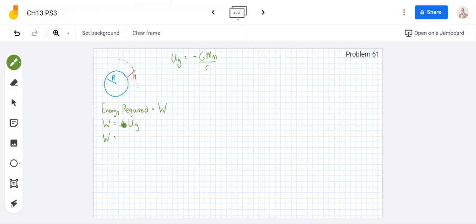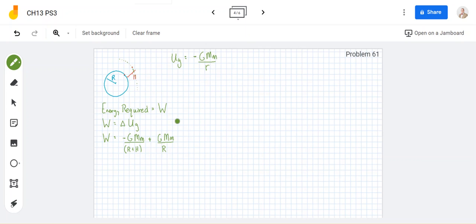So the change is going to be final minus initial. This is going to be negative GMm over, what's my r value here? Well, it's R plus h. And then you do final minus initial, so minus a negative, which would be plus GMm all over R, because the initial was at the surface. So this looks okay to me.